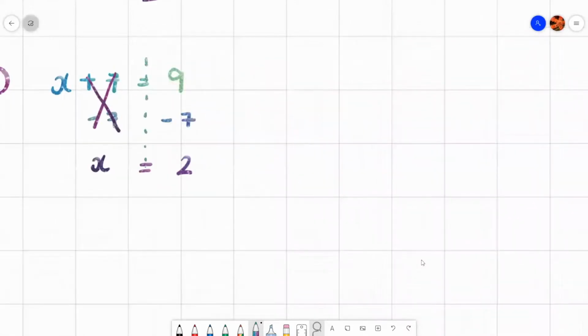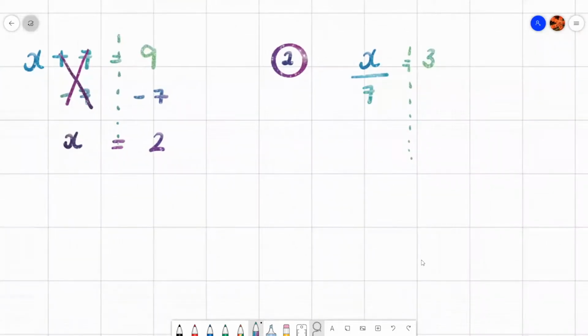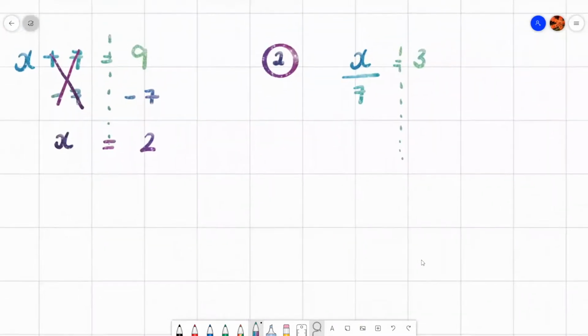You might have something like this as well. x over 7 equals 3. So again, you would draw your line at the equal sign. It could be dotted, it could be straight, up to you. We need to get rid of a divide by 7. So we do the opposite by times by 7, because that will cancel it out. 3 times 7 is 21. Divide by 7 and times by 7 cancel each other out, so we are just left with an x.